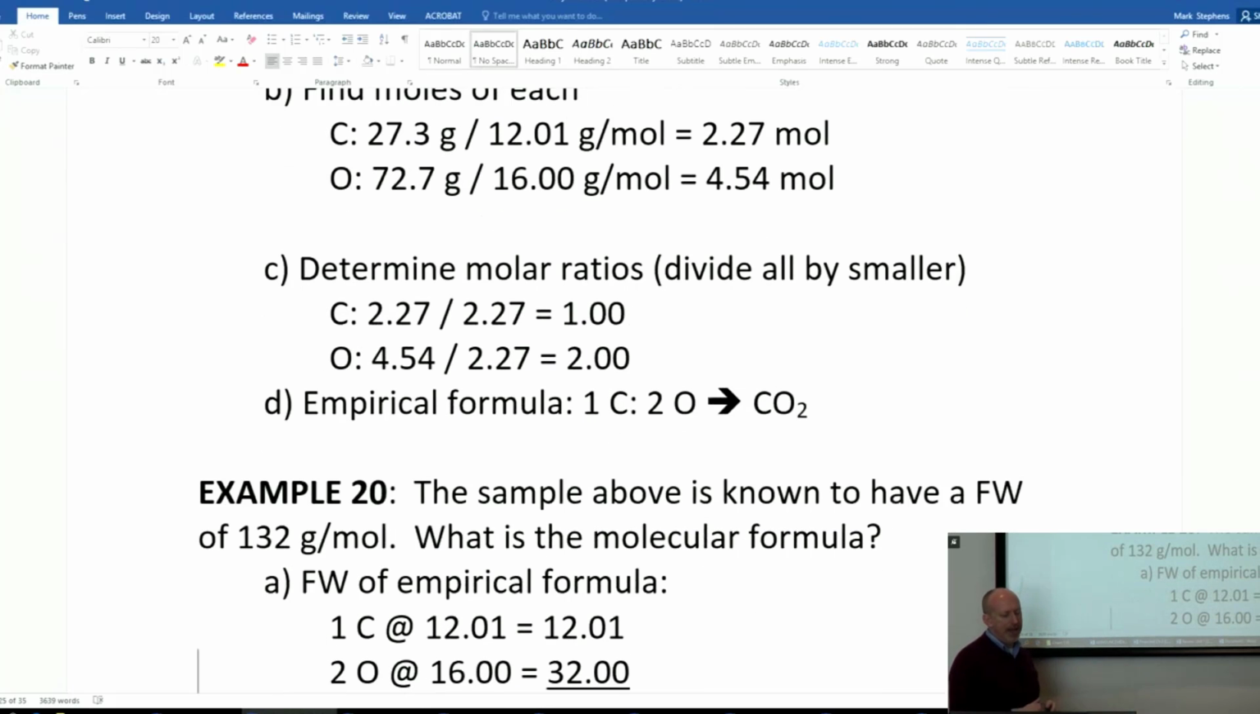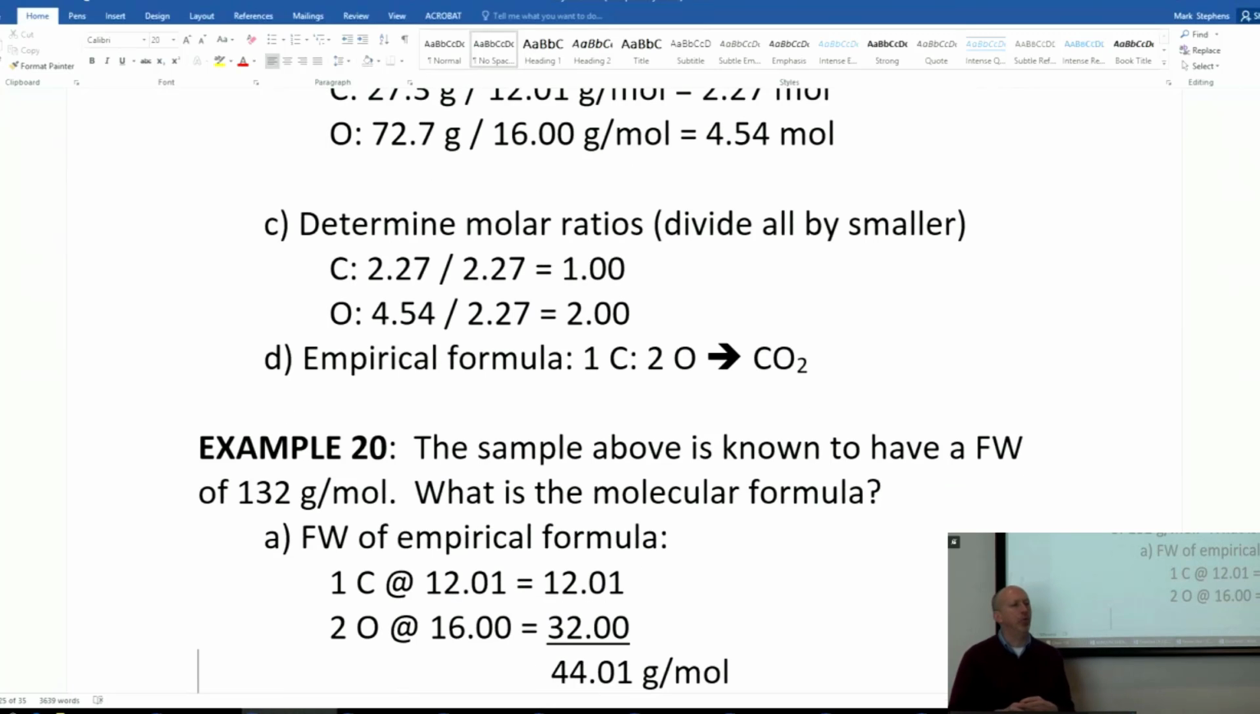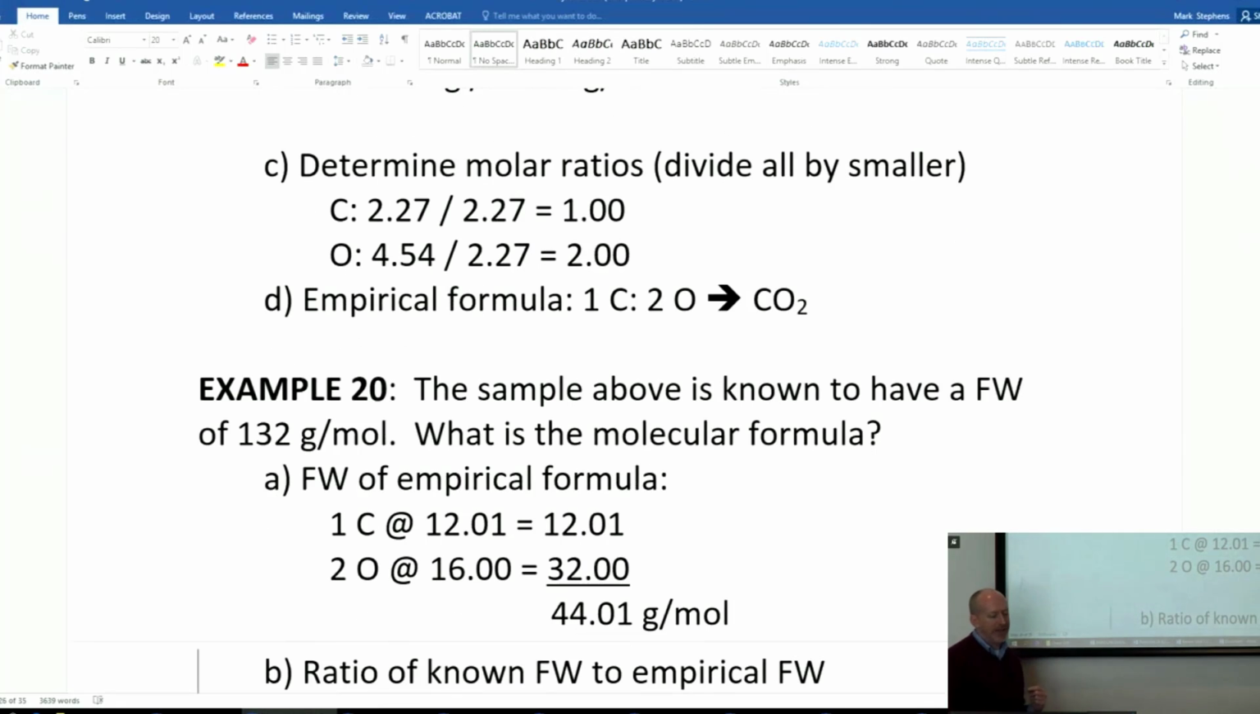All right, so in my inventory, I've got 1 carbon at 12.01, 2 oxygens at 16, my CO2. I'm adding them up and I'm getting 44.01. So that is the empirical formula weight. So the ratio of the real formula weight to the empirical formula weight gives me the reduction factor. That's the factor by which I'm going to raise the 2 to 1 proportions. So I need the ratio of the known formula weight to the empirical formula weight.